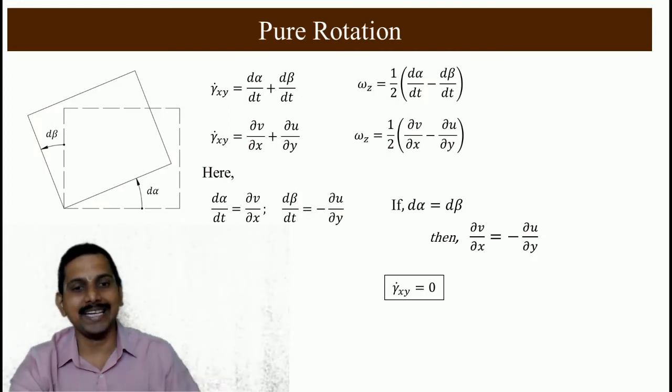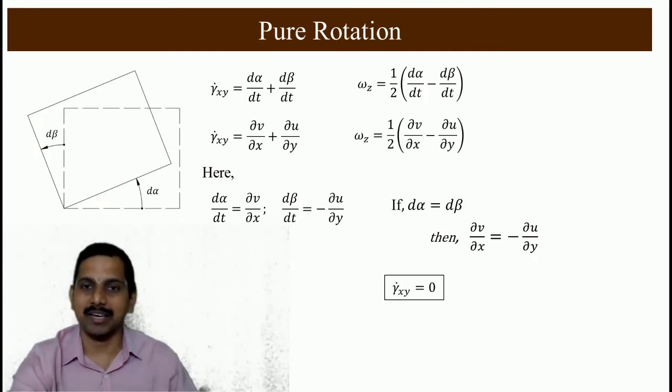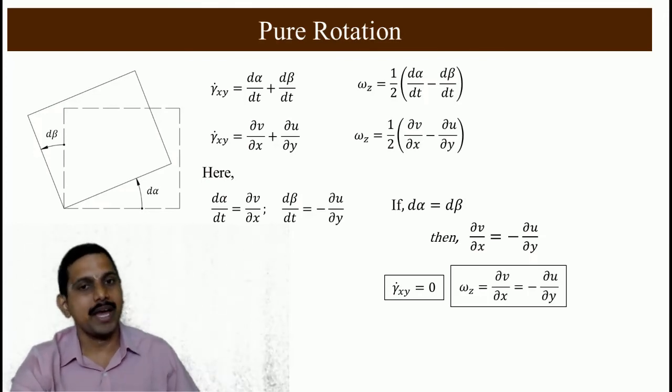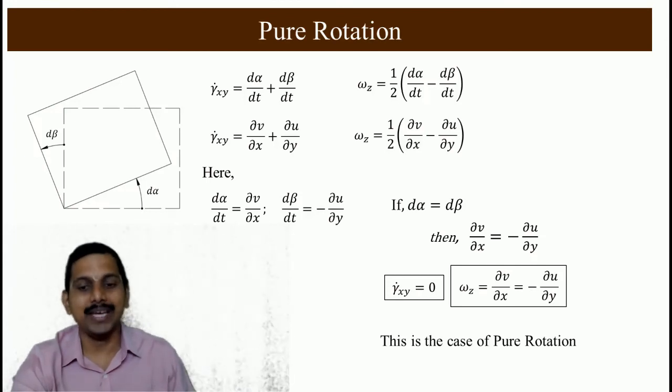In that case my gamma xy will go to 0. That means there is no shear strain. Gamma xy is equal to 0 and omega z would be equal to either ∂v/∂x or minus ∂u/∂y. And this is the case of pure rotation.